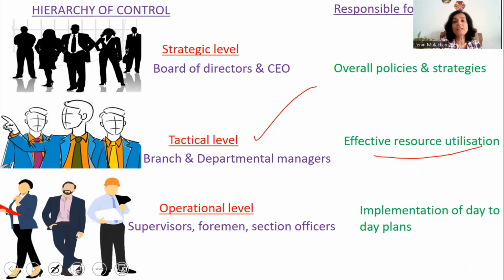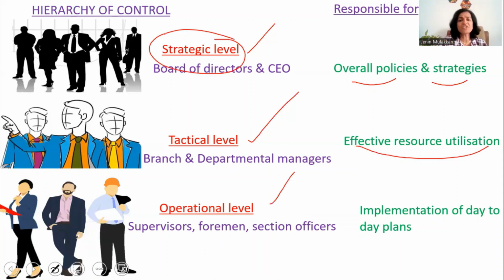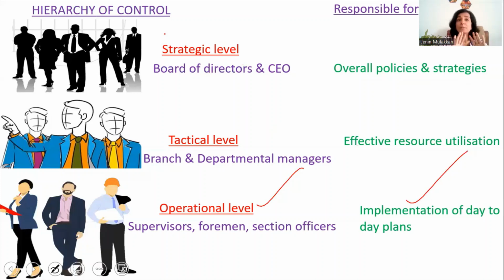Now, we already know that the overall plan is given by the strategic level. And within that overall plan, this tactical level will make annual budgets, and they will see to it that the resources are utilized in the most efficient and optimum manner. And as for the operational level, they are in charge of implementing the daily plans. That is, they are seeing to it whether the production process is functioning smoothly, all the transactions are regularly and properly recorded, the purchases is taking place as and when needed.